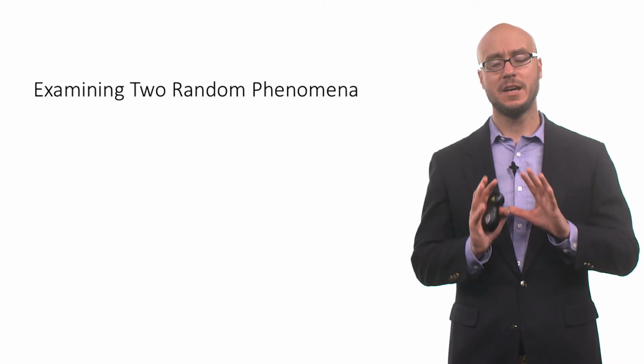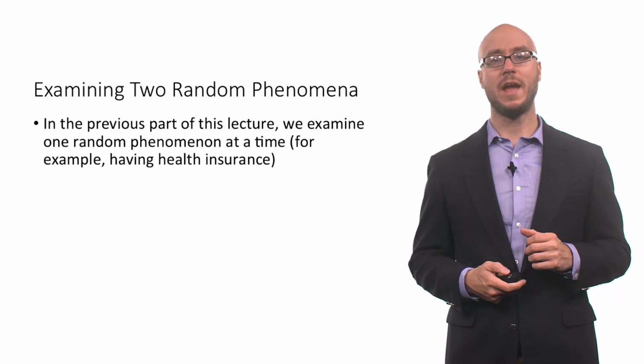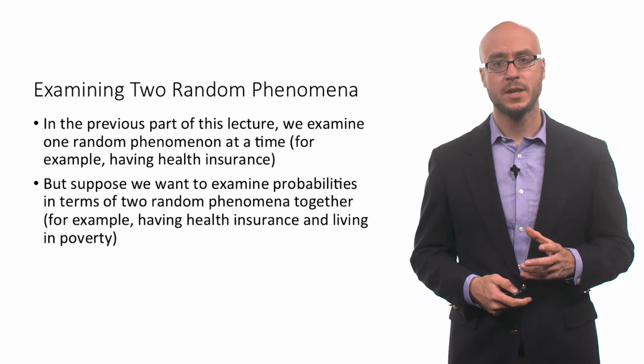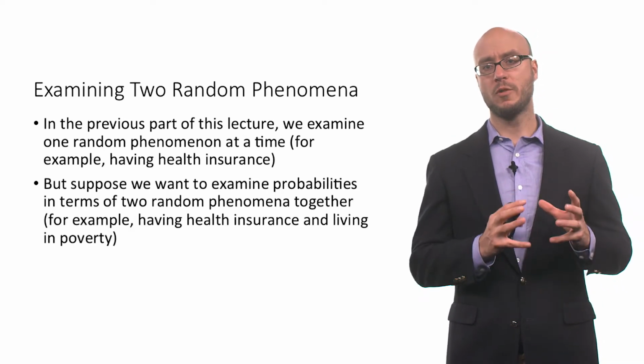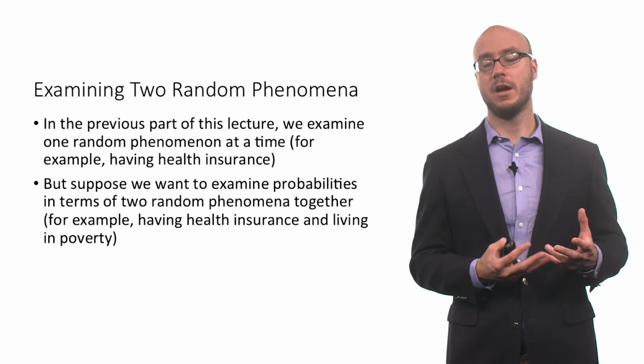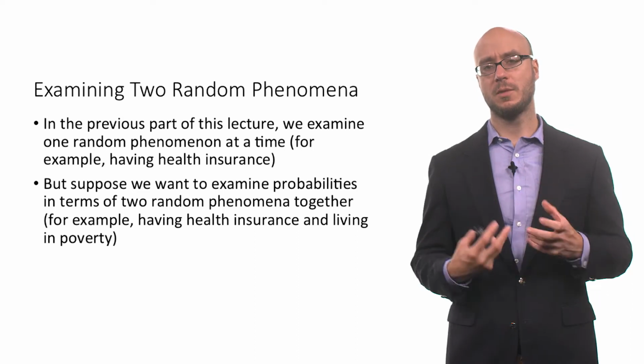So let's think about these as two random phenomenon, right? Previously, we were just looking at one random phenomenon, having health insurance. And remember, when we talk about a random phenomenon, we're talking about just some process, some thing in the world that involves some level of uncertainty.